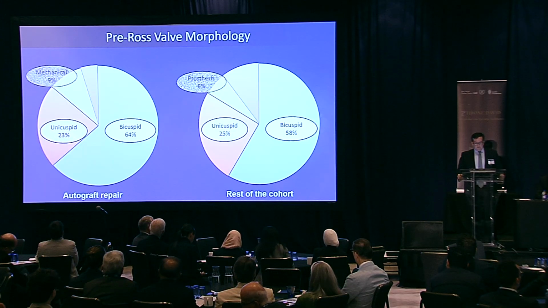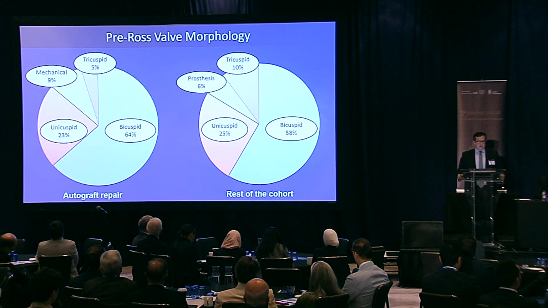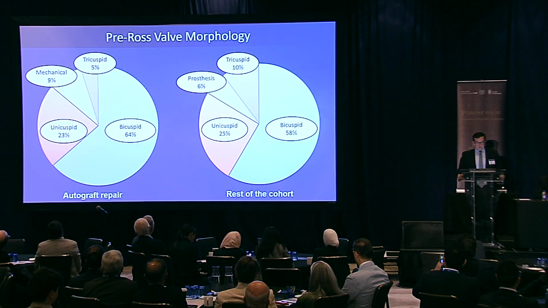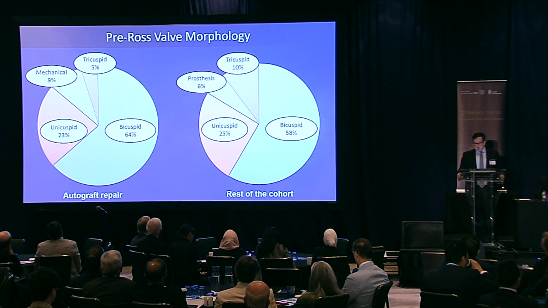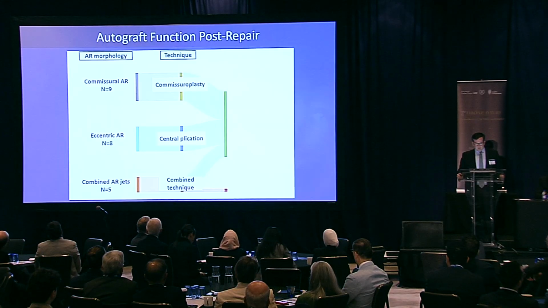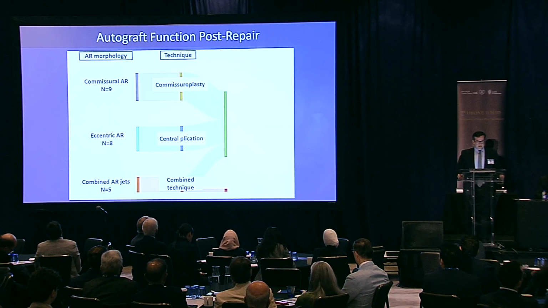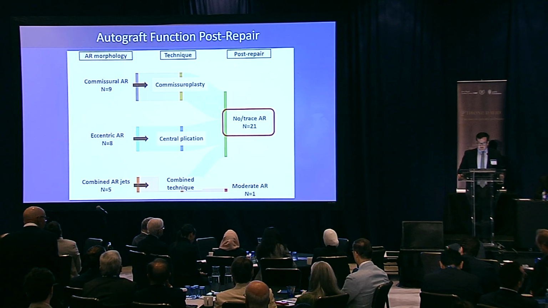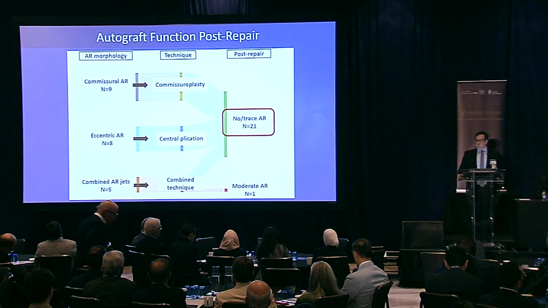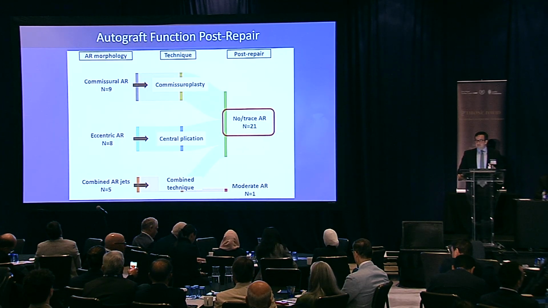And when we look at the patients, on the left side, these are the patients that underwent autograft repair compared to the whole cohort, and you can see there's not a lot of differences in the pre-Ross valve morphology. So it doesn't seem to be pointing to one type, meaning it's not unicuspid that's the culprit or bicuspid. It seems to happen relatively irrespective of the whole cohort here. So the 9 patients that had commissural, they underwent commissuroplasty, and the eccentric went central plication, and then the combined received combined techniques. And what ended up is 21 out of the 22 patients with no or trace residual aortic regurgitation, and there was that one that was left with moderate AR, and I'll talk about her in a second.